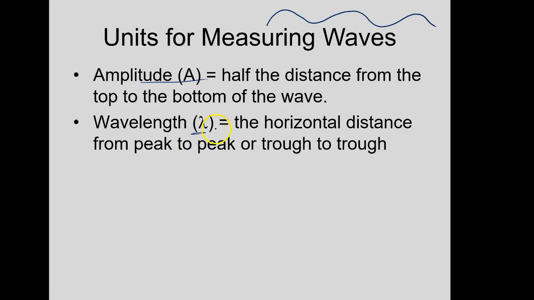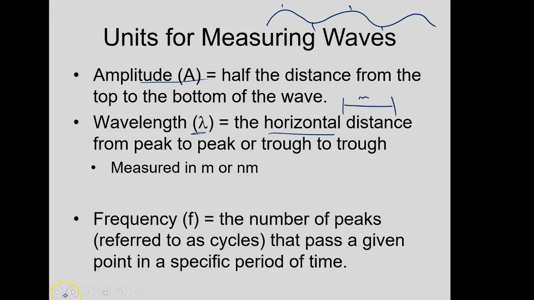Wavelength is this funny looking thing, looks like kind of an upside down Y. It's referred to as a lambda. It's a Greek letter L, and it's literally a length, a horizontal distance. If you took out a ruler and measured it in meters, it is the length from the top of a wave to the top of a wave, or the bottom of a wave to the bottom of a wave. It's measured in meters or nanometers.